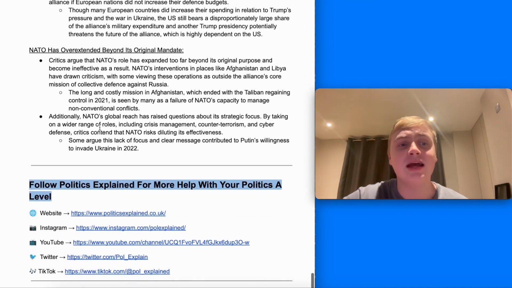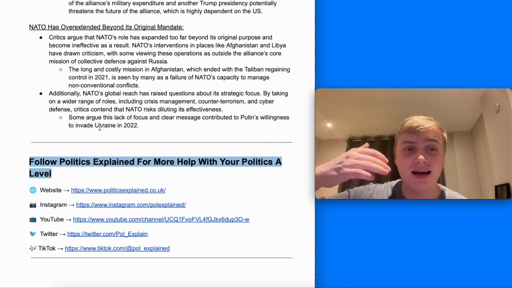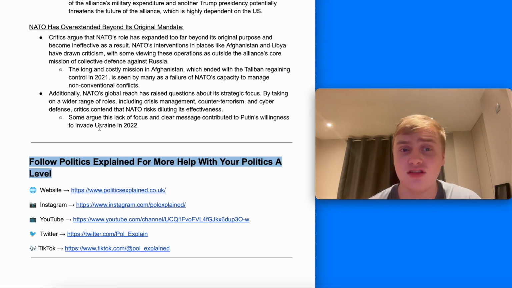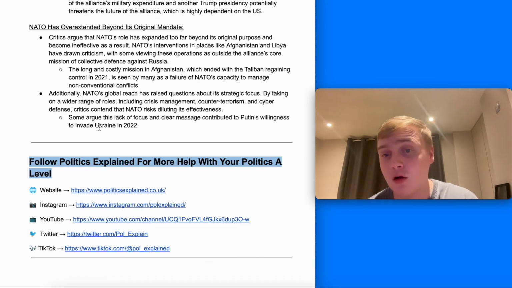And finally, NATO can be argued to be ineffective as it can be seen as having overextended beyond its original mandate. So critics argue that NATO's role has expanded far too far beyond its original purpose of providing collective defence to Europe and become ineffective as a result. Its interventions in places like Afghanistan and Libya have drawn criticism, with some viewing them as outside the alliance's core mission, whilst especially the long and costly mission in Afghanistan, which ultimately failed with the Taliban regaining control in 2021, is seen by many as a failure of NATO's capacity to manage non-conventional conflicts.